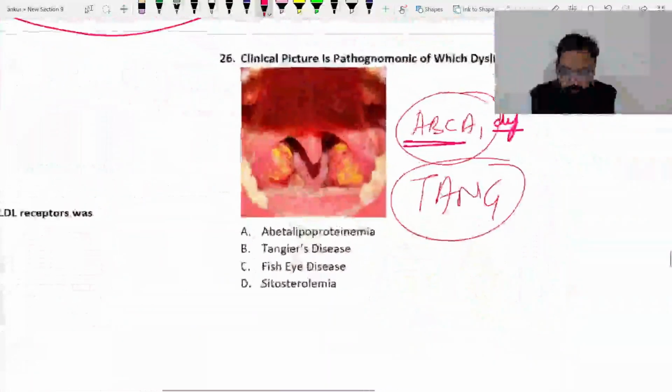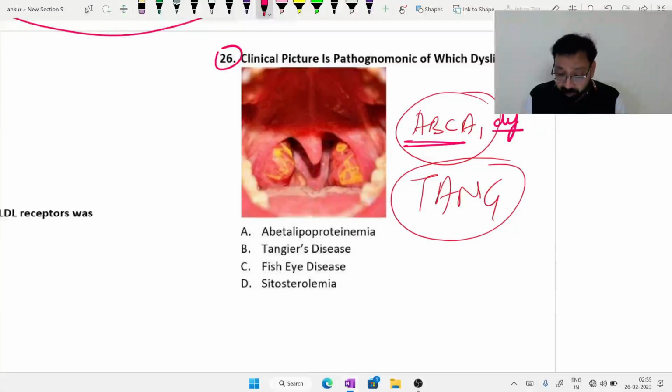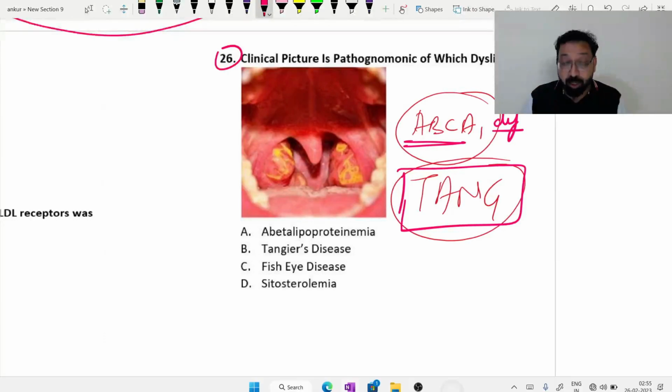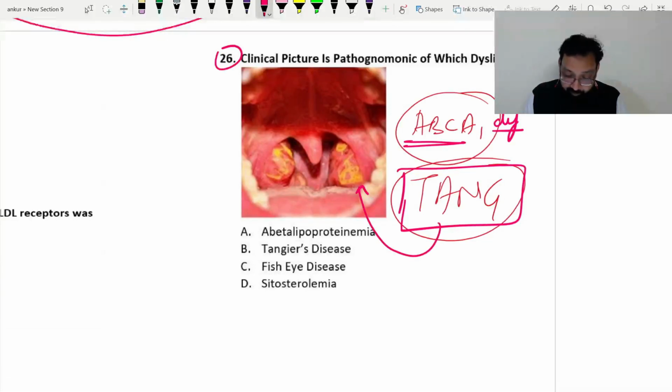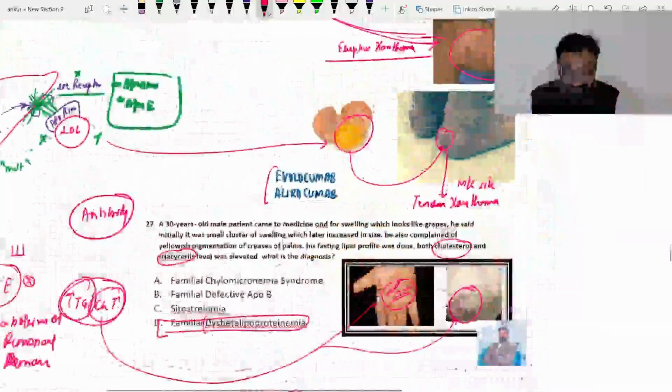One more question, frequently asked, two to three times this has been asked: Tangier disease. You must have taken Tang, Rasna, the orange color. The most common flavor of Tang is orange. Orange color tonsil: if you are drinking Tang again and again, your tonsil would become orange color. So Tangier disease, orange color tonsil, typical. And what is the color of cholesterol? Yes, orange.